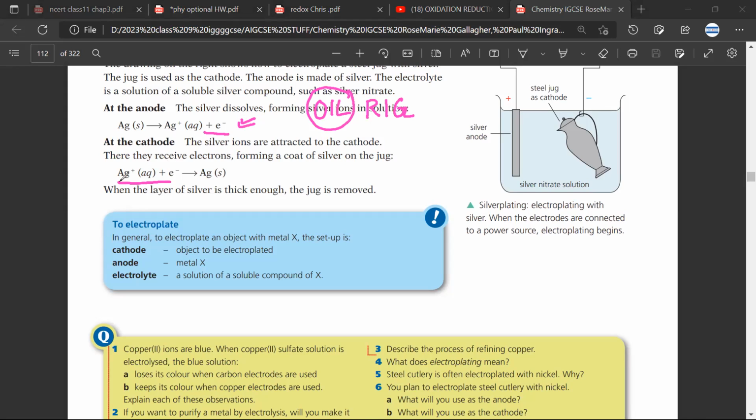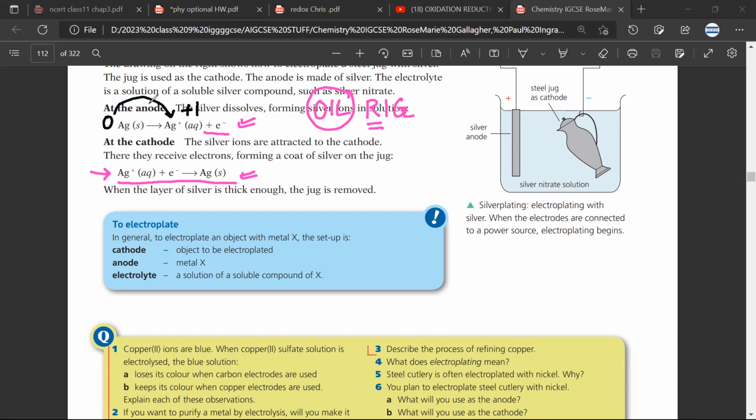Similarly, if you look at this reaction, this entity is gaining an electron. Gain of electron is reduction. So here a reduction is taking place. Chris, is it making sense? Yes, sir. And another way of looking at this is this oxidation number 0 is being converted into +1.